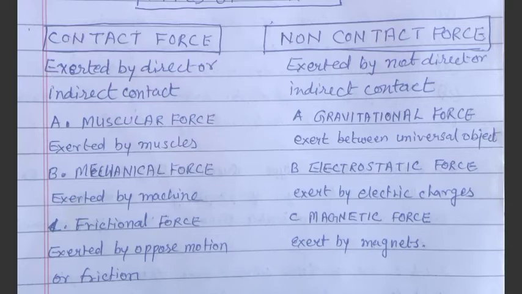Next is non-contact force. That force is acted without direct contact. First is gravitational force. That force acts between universal objects. For example, when we throw any ball upward, it comes back to the earth. It is an example of gravitational force. Second is electrostatic force. This force is acted by electric charge. Third is magnetic force. This force is acted by the magnet.